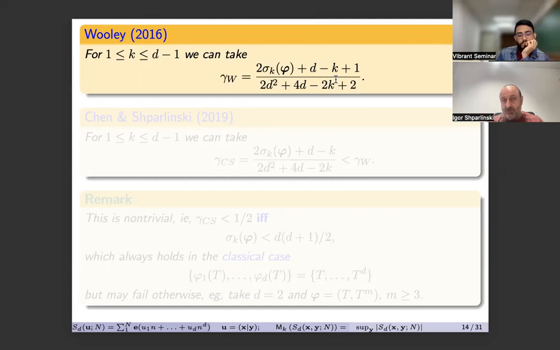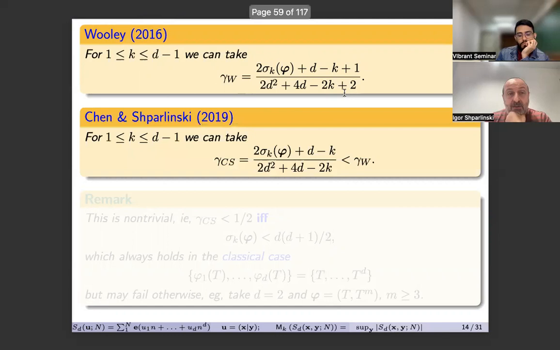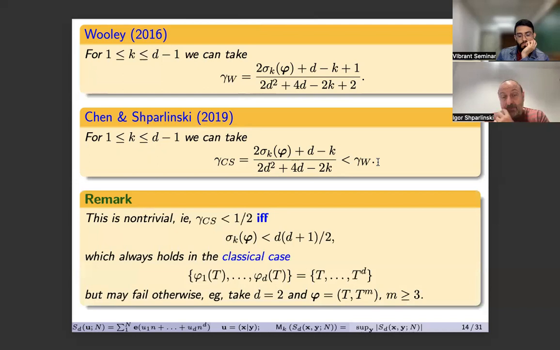A little bit later, Chang-Ouo Chen and I improved this result. Essentially we subtracted one from here and two from here. One can easily check that this exponent is strictly less than Wooley's exponent. And in fact, our result is always non-trivial, meaning that this quantity is less than d times d plus one divided by two. This is what you need for this to be non-trivial in the classical case. So no matter how you permute these polynomials, if you're in the classical case, no matter what you fix, you still have a non-trivial bound. It was good that in probably the most interesting case, you always had a non-trivial bound.